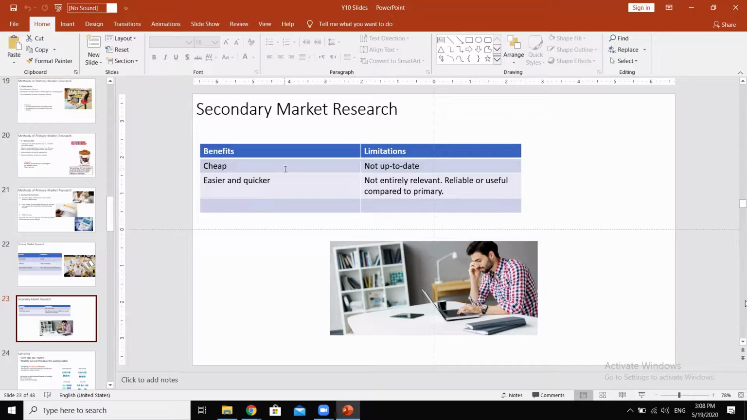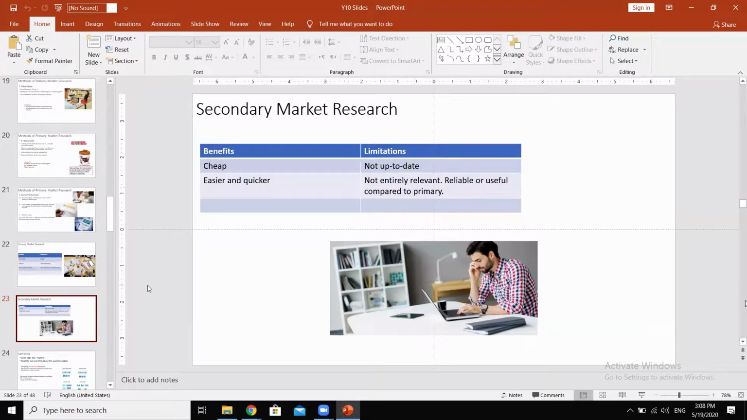Secondary market research, the benefit of which was that it was cheap. So why is it cheap? Well, when you look at the internet, when you go and read at the library to gain information, all these things don't necessarily cost a lot of money. And also it's quick because it's already done research and you can obtain it easily. But the problem was that it was not up to date and it was not relevant to your business entirely. So the information you obtain from market research, if it's not collected carefully, could end up being misleading and biased and not of any use to your business.